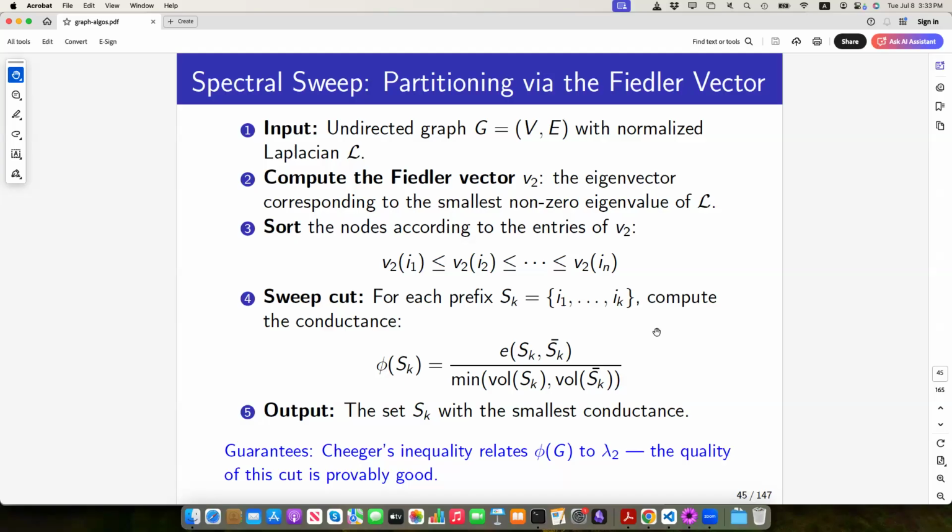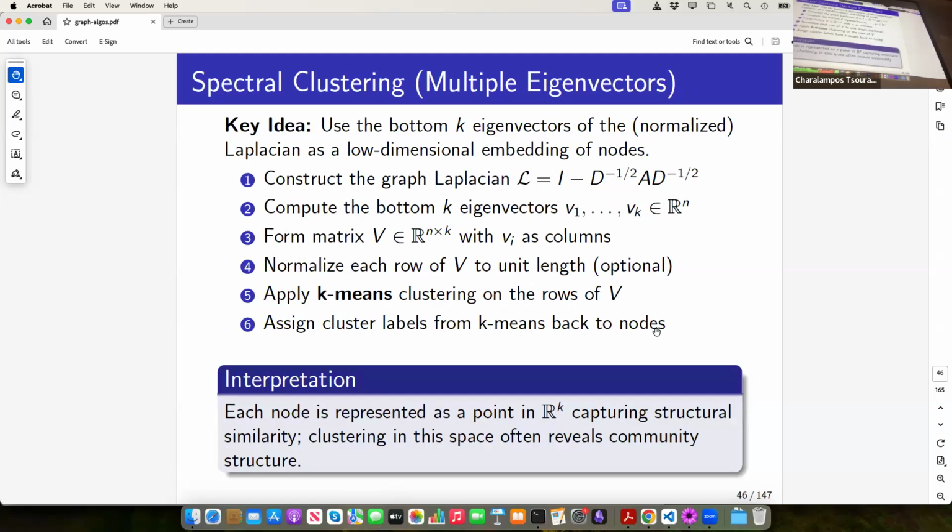The previous inequality states that the conductance you find is not far away from the optimal conductance. Now, in practice, frequently, instead of finding only one smallest eigenvector, we find the k smallest eigenvectors. We take the Laplacian and compute the k smallest eigenvectors, which we can do efficiently. We don't need to compute all of them; there is a way to get just the k smallest without computing all n. We take those as a matrix, and then we apply k-means on the rows of this matrix.